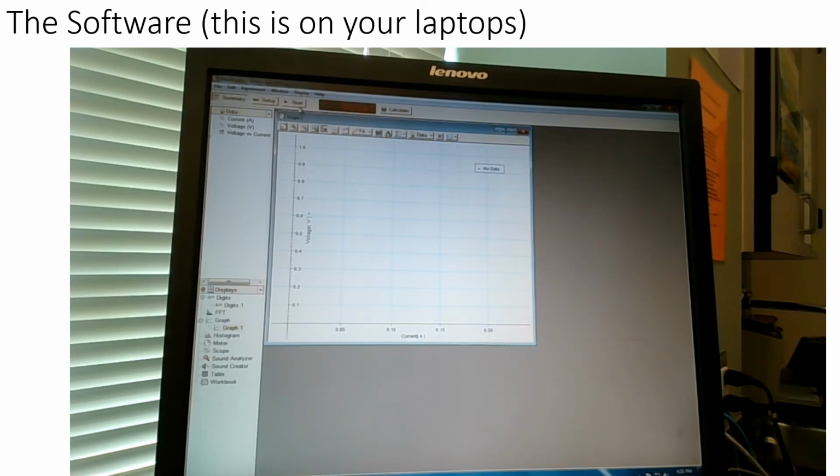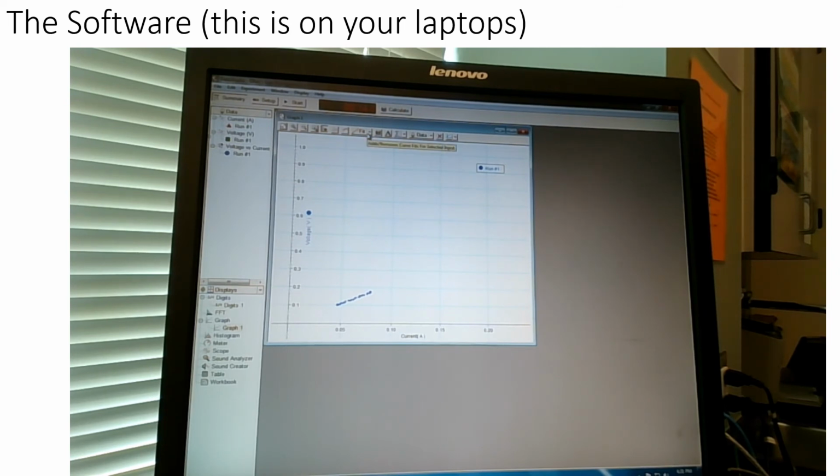So I'm going to go ahead and hit start, and we'll see that as I turn the knob, some points start showing up. So I'm going to go ahead and stop right there. When you do it, you're going to have more points than this, but this is just to show you one of the features. We're also going to be using something we call linear fit.